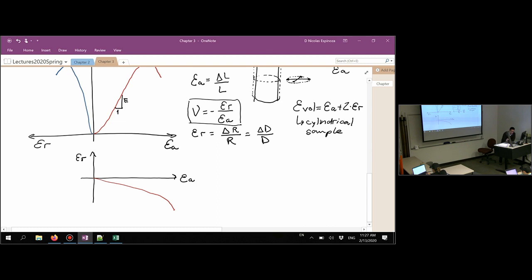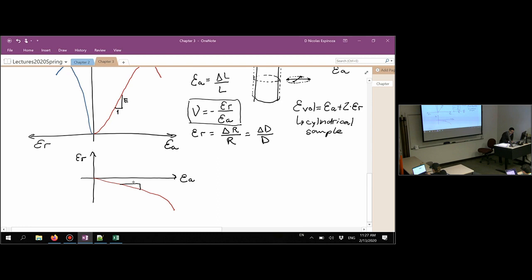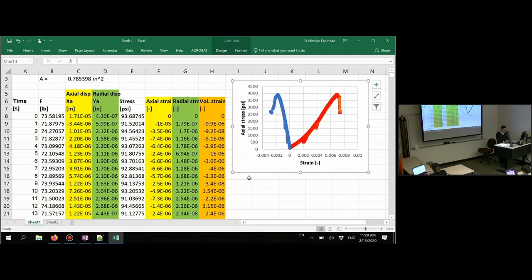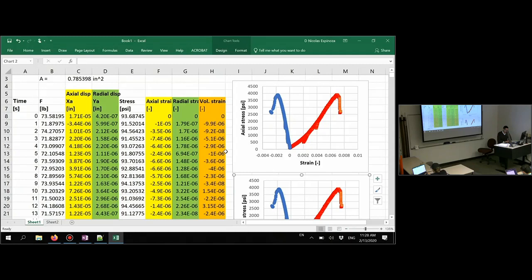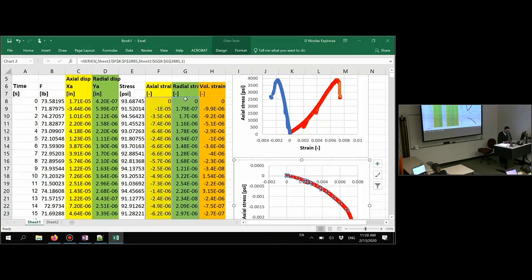And the slope of this curve, if this is equal to 1, this is going to be equal to negative the Poisson ratio, because it is the slope of epsilon r divided by epsilon a. Let's see how that looks in the actual problem. So I'm just going to copy this over here, and I'm going to delete this one that I don't need. And I'm going to change the y-axis from stress to radial strain. And that's what you have over there. And let me make it fit in here.